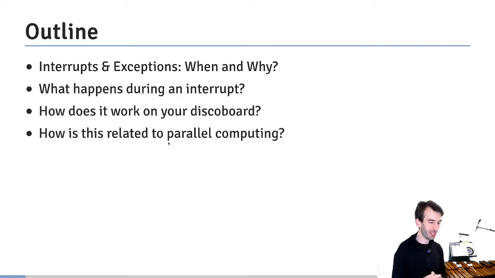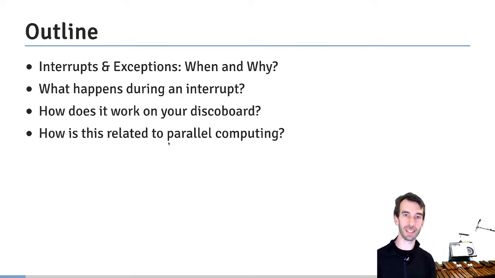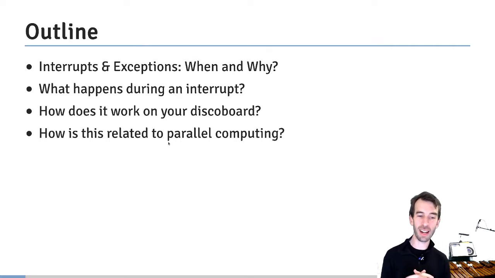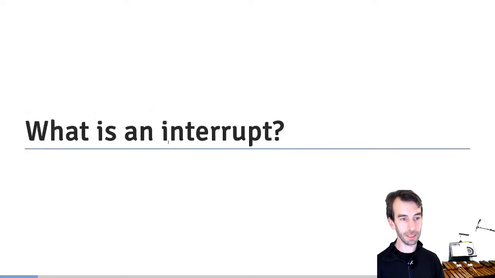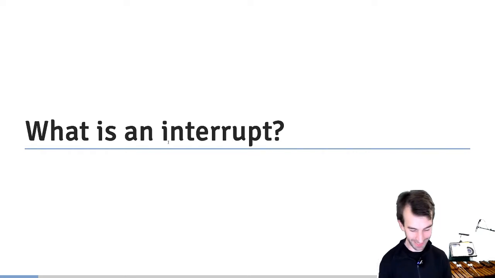We're going to talk a little bit about when and why interrupts might happen and what an interrupt is. We're going to talk a little bit about what happens during an interrupt and how this might work on your disco board. And then right at the end, or maybe on Friday at the start, we'll discuss how this could be related to parallel computing, parallel processing.